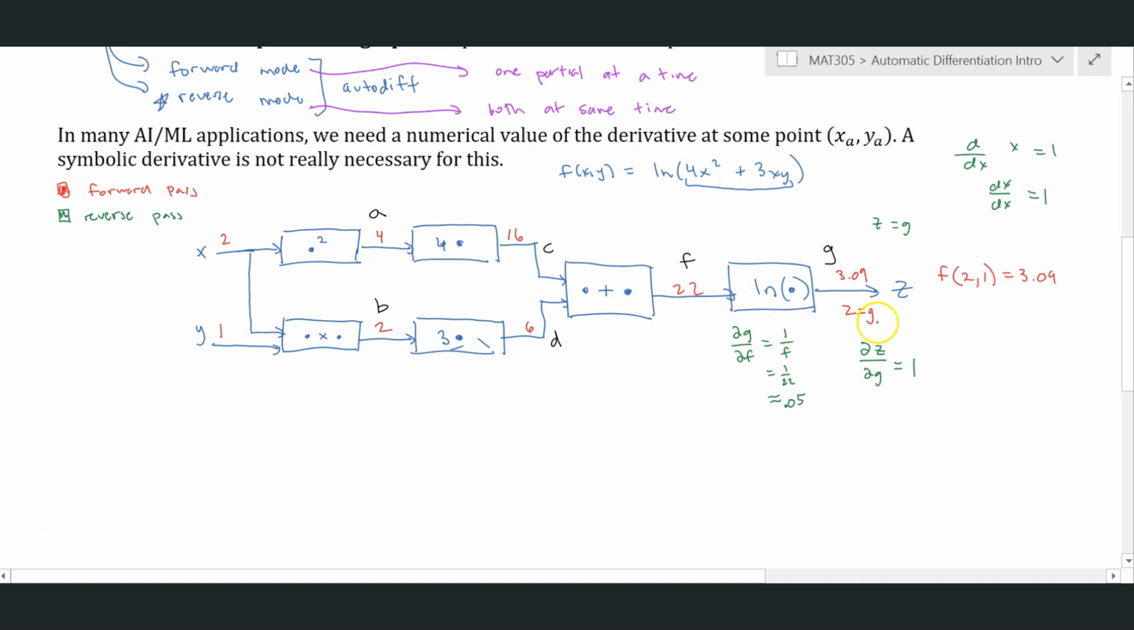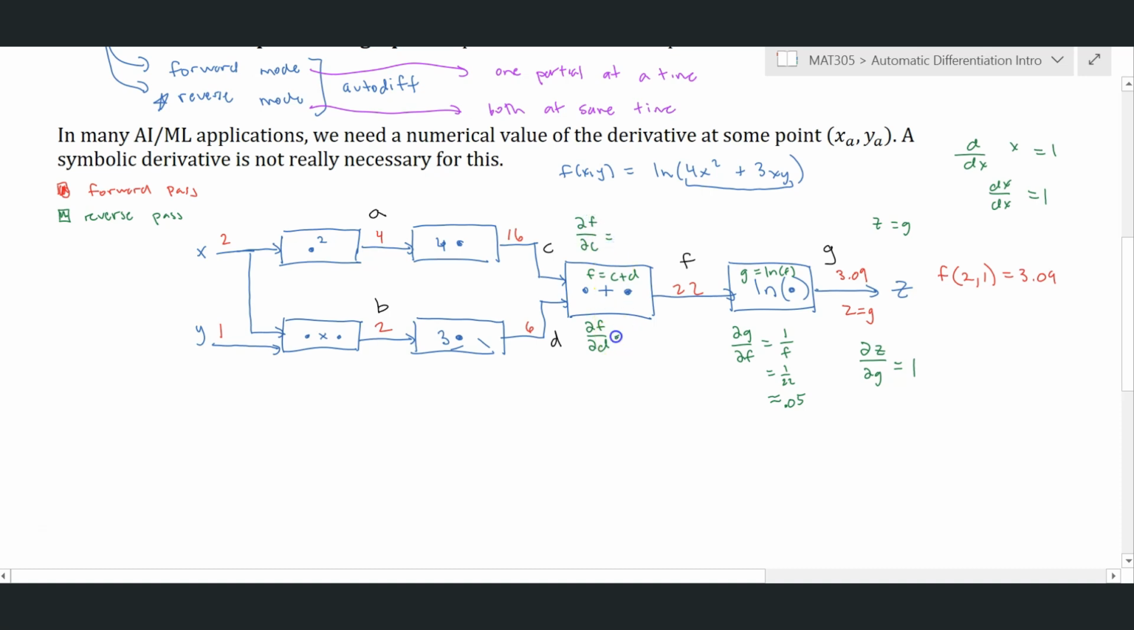We keep working back because, according to the chain rule, all of these derivatives will multiply to give us dz/dx and dz/dy. Here we're going to have two derivatives, one for the bottom path and one for the top path. Maybe I'll write the functions in. Here we had g equals the natural log of f. Here f is equal to c plus d. I'll put the derivative df/dd down here at the bottom, and df/dc here at the top.